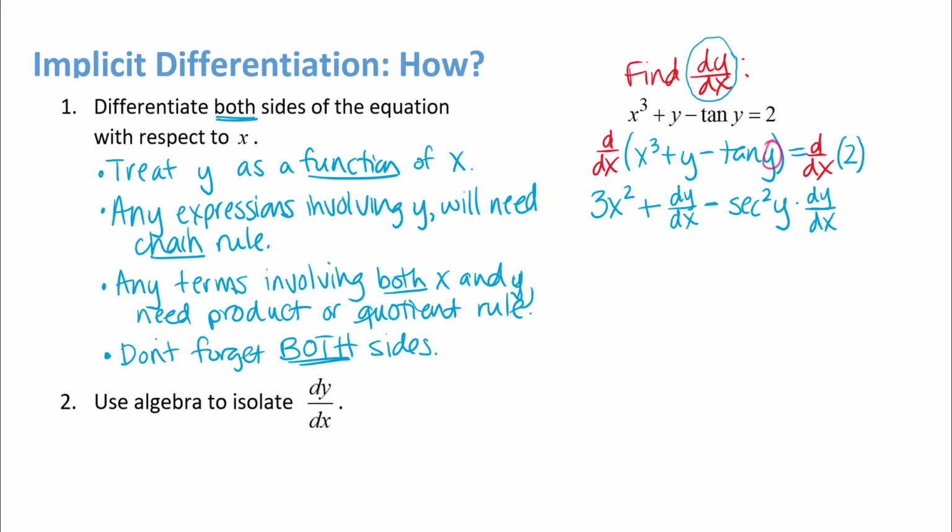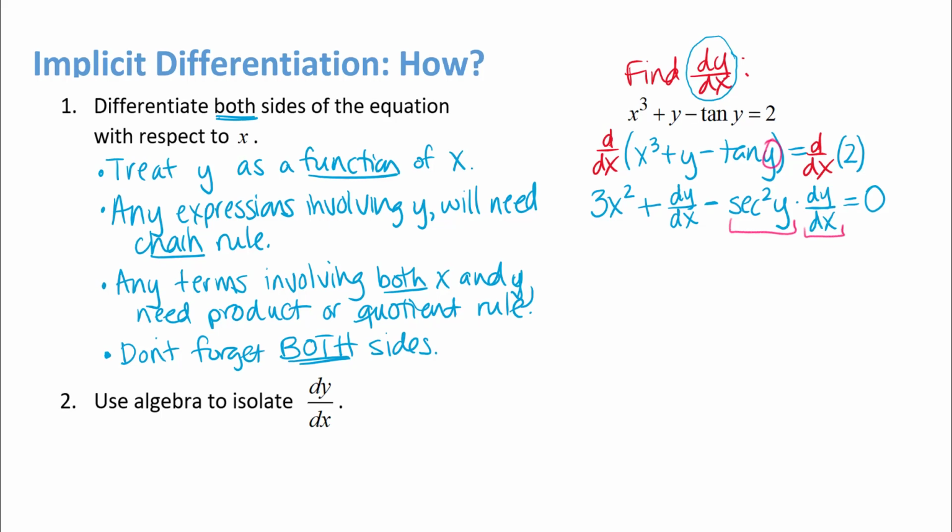So that was using chain rule. I differentiated tangent of y with respect to x. The derivative of the outer function gives me my secant squared, and then times the derivative of what's inside. I still have the other side of the equation to do here. The derivative with respect to x of 2, the derivative of a constant, is just 0. So at this point I have differentiated both sides of the equation with respect to x.